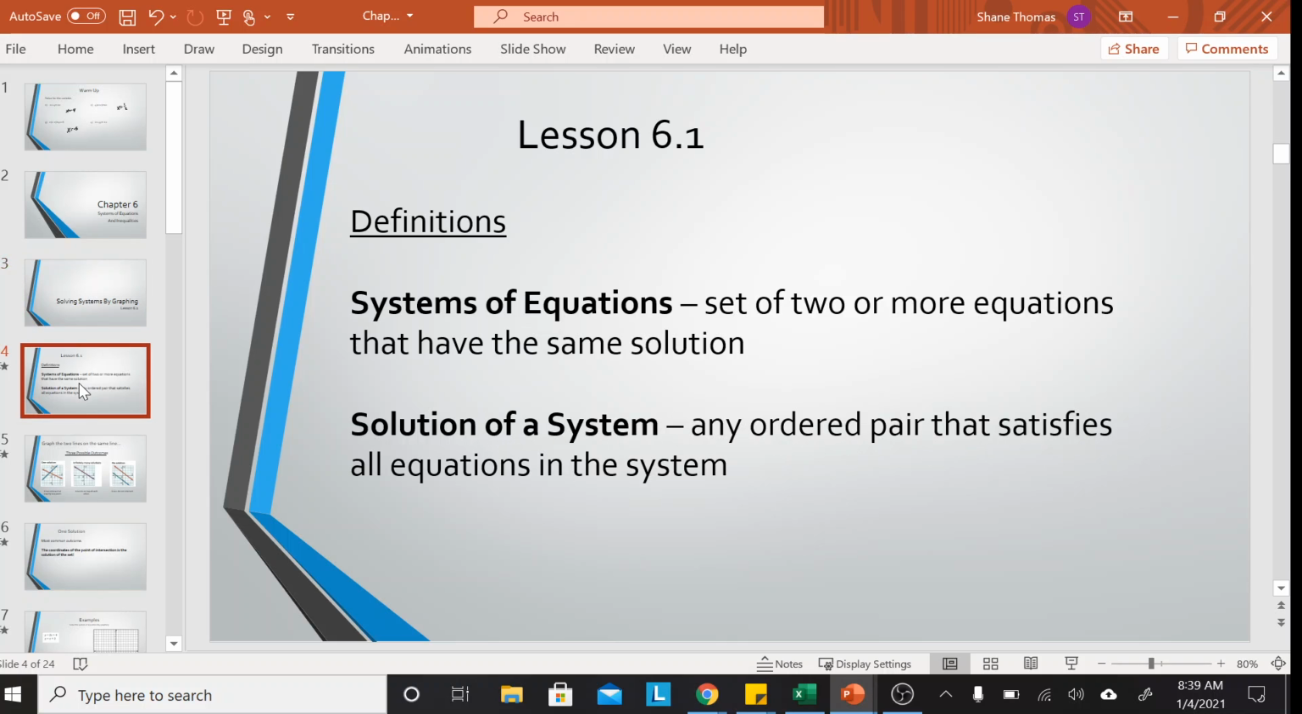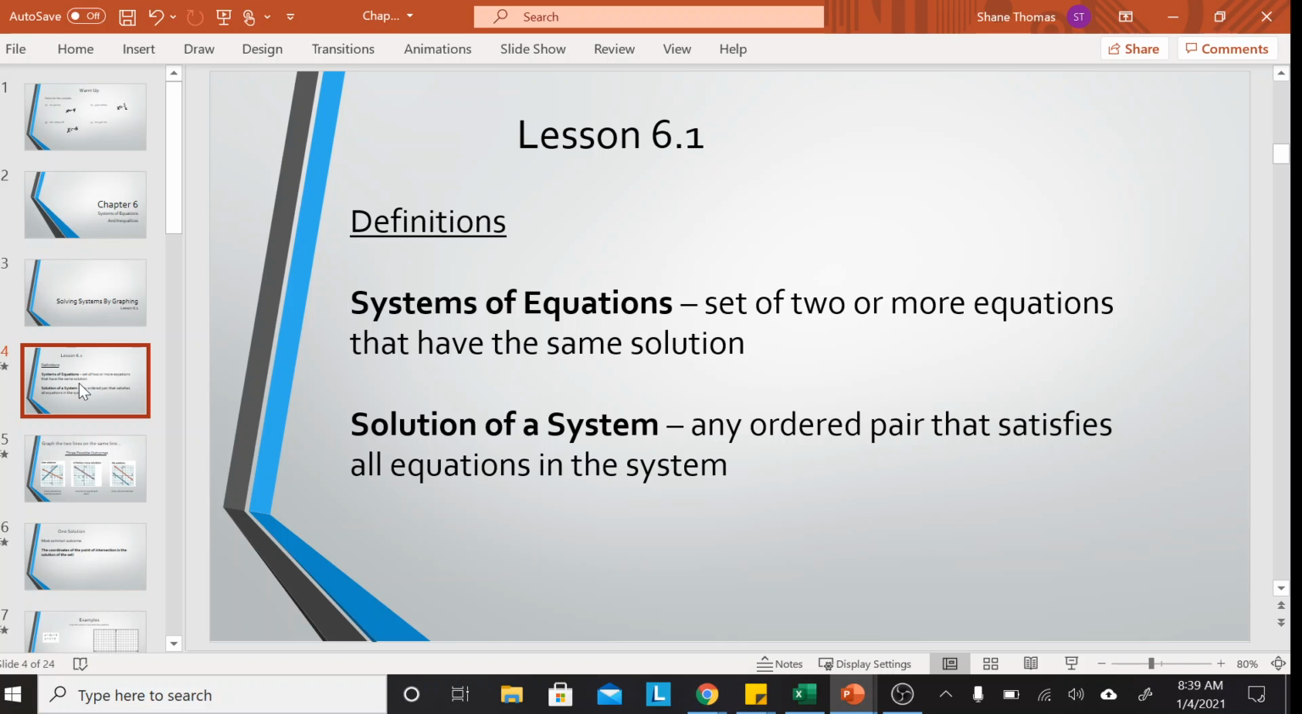All right, so what is a system of equations? A system of equations is a set of 2 or more equations that have the same solution. The solution of the system is any ordered pair that satisfies all equations in the system. This could be 2 or more. For you guys right now, you're going to have 2 equations with 2 variables. When you hit algebra 2, then you'll do 3 equations with 3 variables.